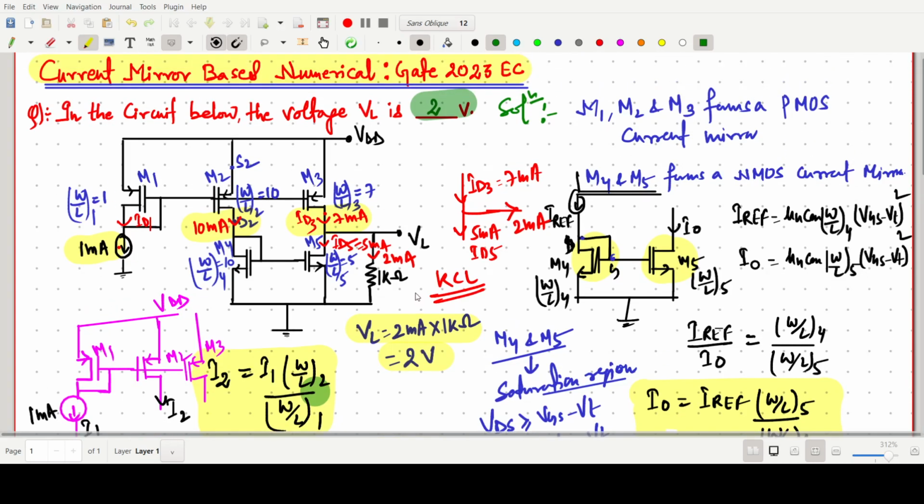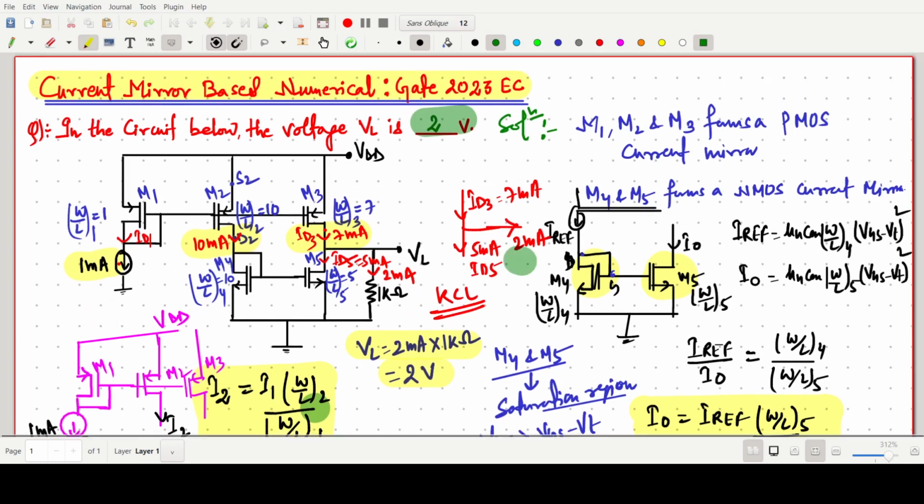So simply we can find it, but we have to know the basic concept of the current mirror. Like that we can solve this type of simple question by using the current mirror concept. If the aspect ratio is the same, then 1 milliampere will go here, 1 milliampere, 1 milliampere, so there will be no current flow. So this should be 0. But here the aspect ratio is changed, so we have to take care of this aspect ratio. This is all about this question.